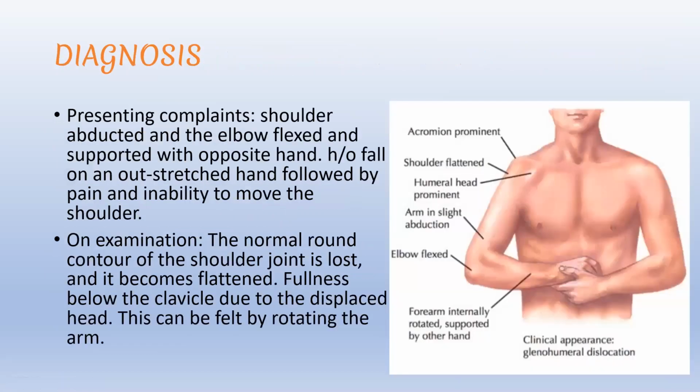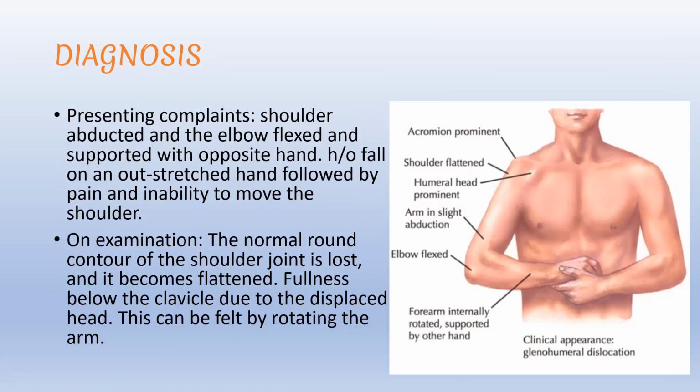Diagnosis. Presenting complaints: shoulder abducted. So we'll see this here. Shoulder abducted. This is abduction of shoulder. Elbow flexed. The elbow is flexed over here and supported with the opposite hand. Here we can see that. History of fall on an outstretched hand followed by pain and inability to move the shoulder.